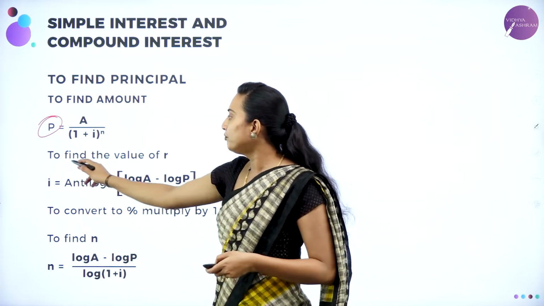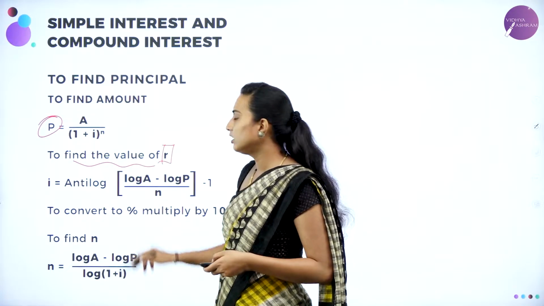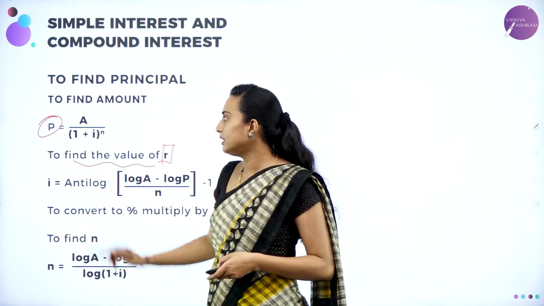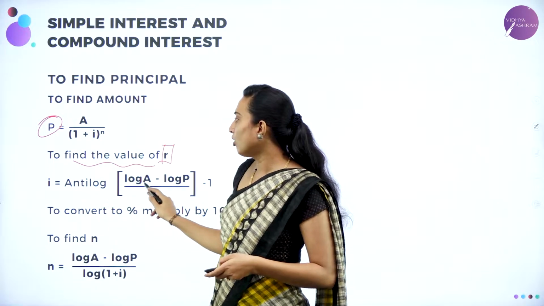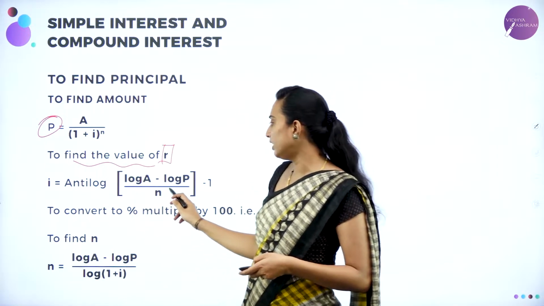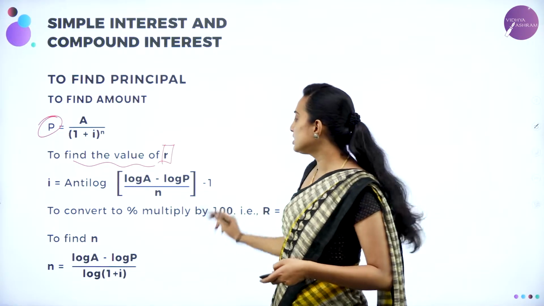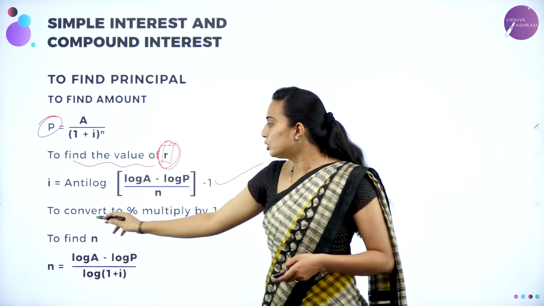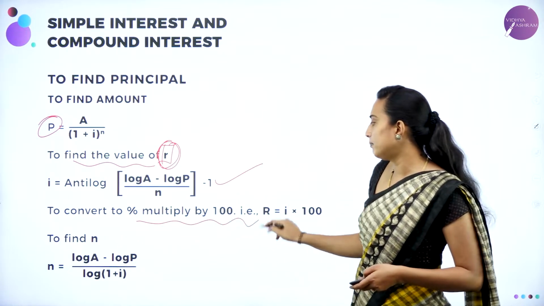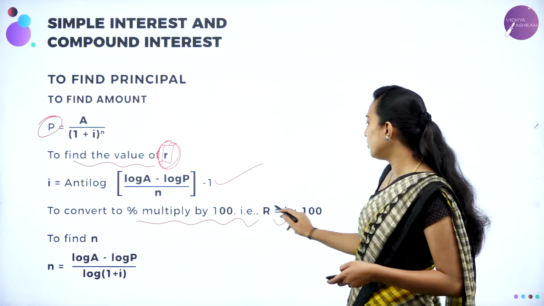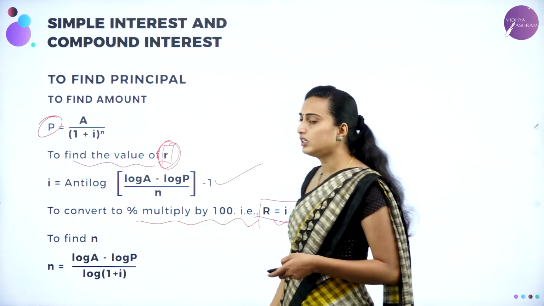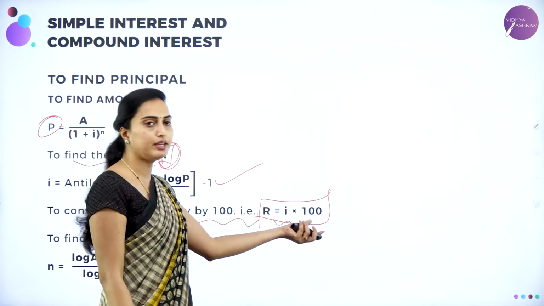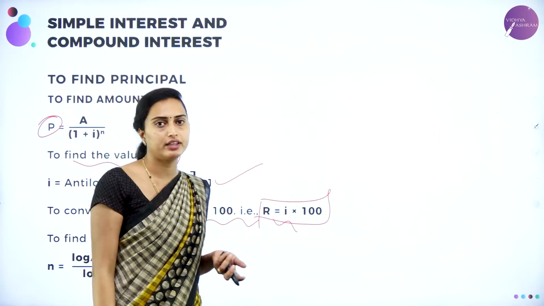Now to find the value of r, if they ask you to find it, then i is equal to the anti-log of (log A minus log P) divided by n, minus 1. This is the formula to find r if they ask. To convert to a percentage, multiply by 100, that is r is equal to i into 100. So you are going to get the rate of interest.